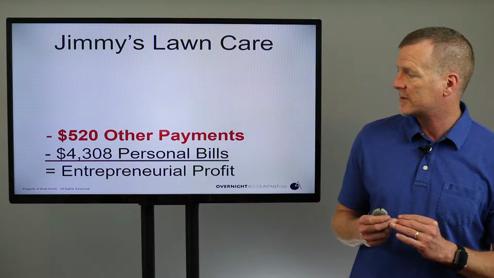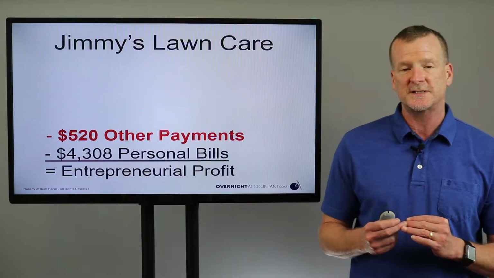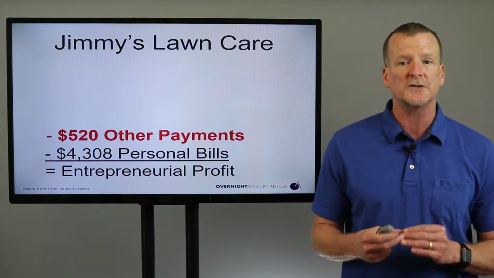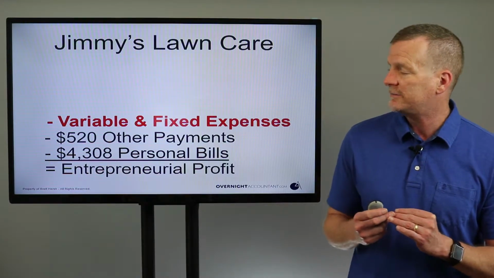So now we're working up the ladder still. He's got $4,308 in personal bills that his business needs to generate enough money to pay, and also the business needs to pay $520 in other debt payments. Now we're on up the ladder to variable and fixed expenses.